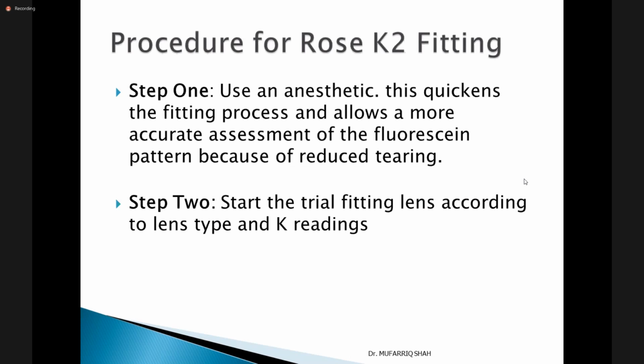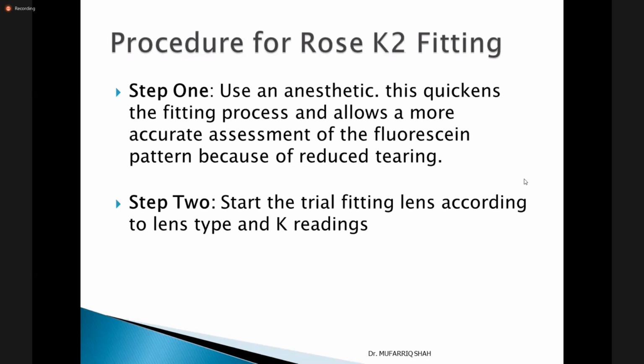Procedure for Rose K2 fitting. Step 1, use an anesthetic drop, Alcaine. Mostly we use this. This quickens the fitting process and allows a more accurate assessment of the fluorescein pattern because of the reduced tearing. Reflex tear is decreased, so that is why tearing is reduced, so anesthetic drop is a must.